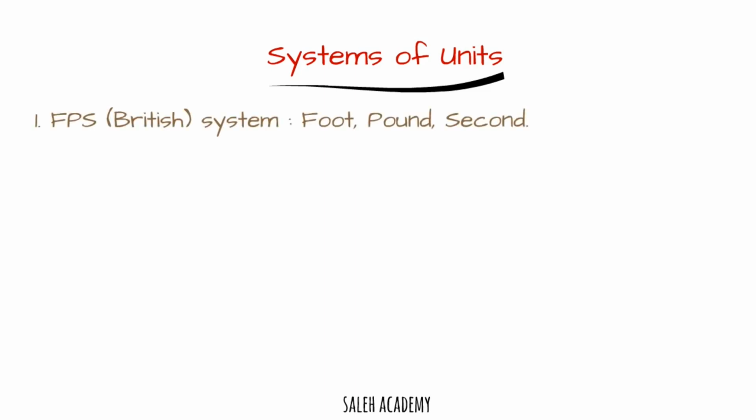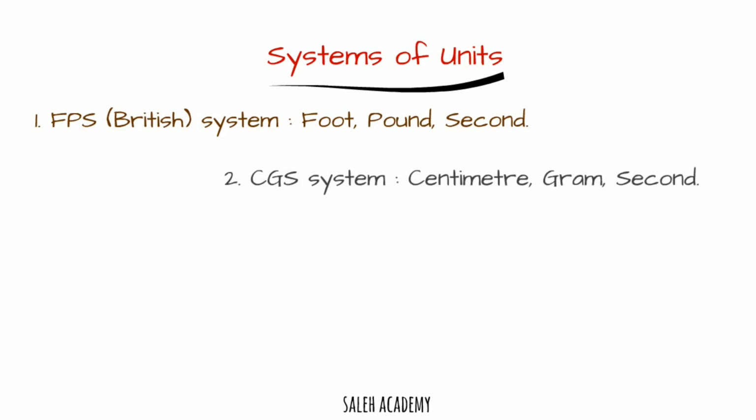Now we will talk about the different systems of units. There are basically 5 systems of units, among which only one system is internationally accepted. The first system of units is the FPS system or British system, in which length is measured in foot, mass is measured in pound, and time is measured in second. The second system of units is the CGS system. In this system, length is measured in centimeter, mass is measured in gram, and time is measured in second.